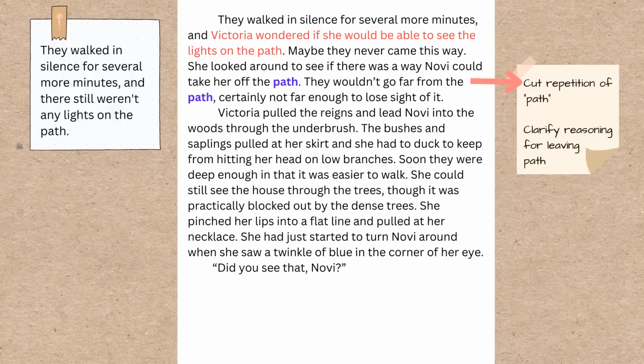Victoria pulled the reins and led Novi into the woods through the underbrush. The bushes and saplings pulled at her skirt, and she had to duck to keep from hitting her head on low branches. Soon they were deep enough in that it was easier to walk. She could still see the house through the trees, though it was practically blocked out by the dense trees.